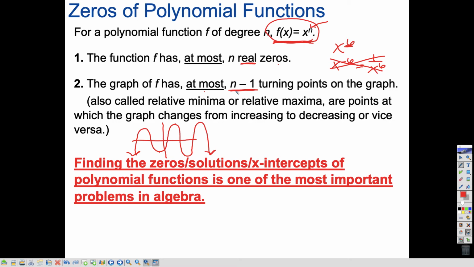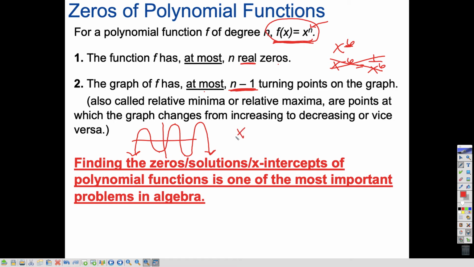Okay, and at most, guys, could it have 4? Yes. Could it have 10? No. I don't say anything about points. I just said turning points. Why can't I have 10? Because the rule says at most, N minus 1. Silly dude. To have 10 turning points, you would have to have N at least 11.